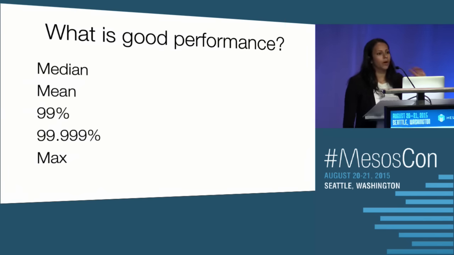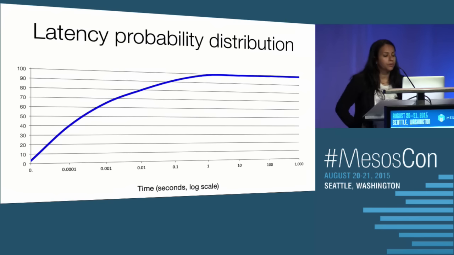Even with latency, what type of latency do we care about? Do we care about our average latency? Do we care about the 90th percentile? Do we care about the maximum latency that any request might see? And so, as an example, here is a graph. It's a latency probability distribution. And what that means is that on the x-axis, I have time.